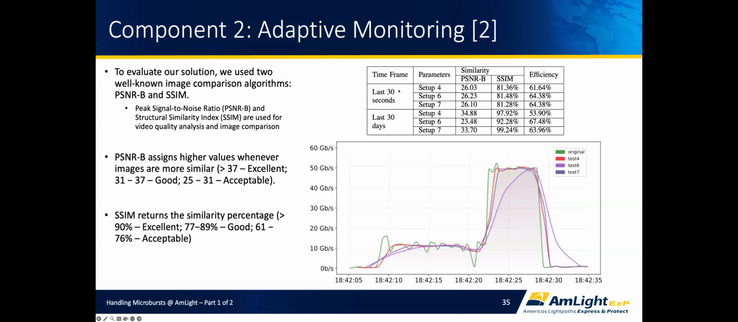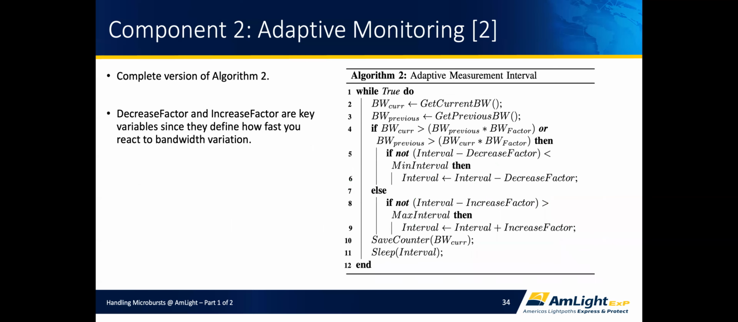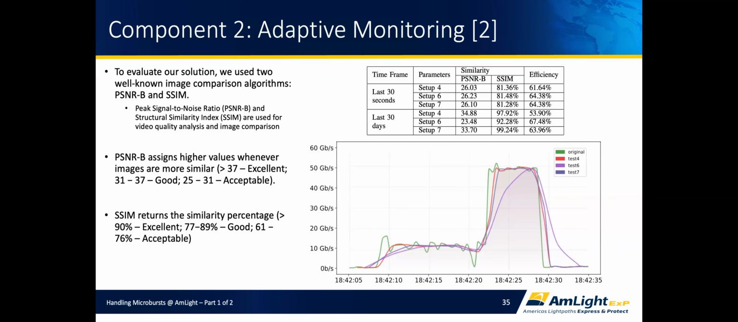So he created two sets of figures, one that reports the last 30 seconds, and one that reports the last 30 days. And he created multiple setups. Those setups were playing with the variables that we have here in the algorithm. Those variables are all in the paper that will become available in a couple of weeks. But those are the results that he got, right?